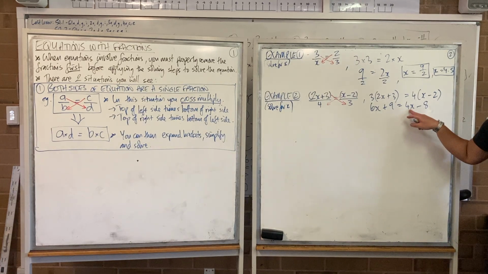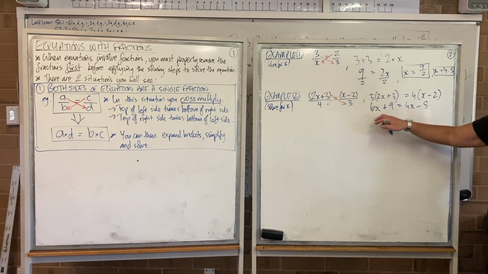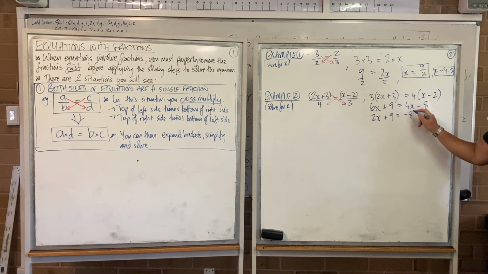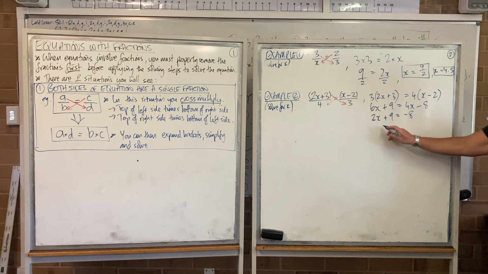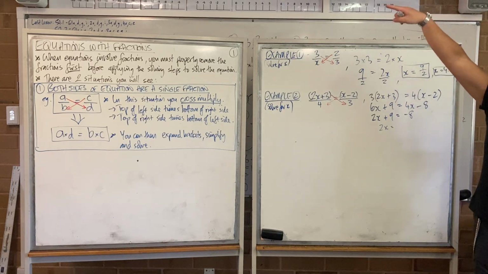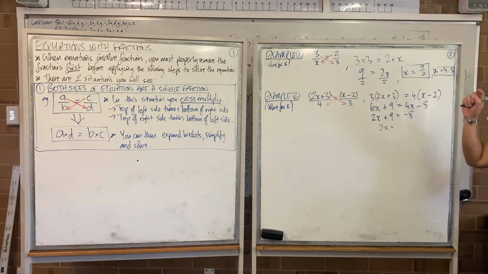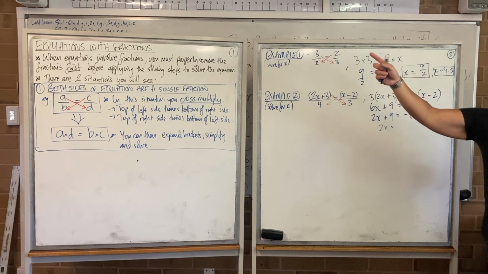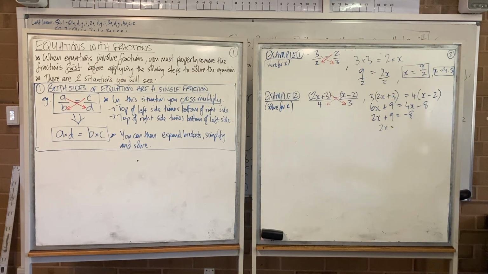What's the opposite of positive 4x? Take 4x. So you're going to have 2x plus 9 equals negative 8. What's the opposite of adding 9 to something? Be careful, this is a negative. I'm already on negative 8 on the left-hand side of the number line. So if I'm taking 9, am I going to go further left or go back to the right? Further left. So negative 8 take 9 is going to be negative 17.